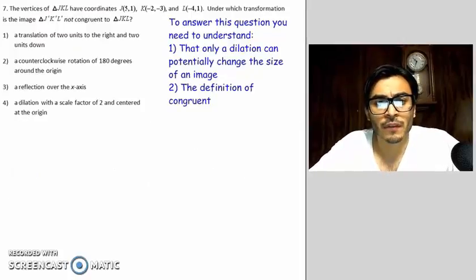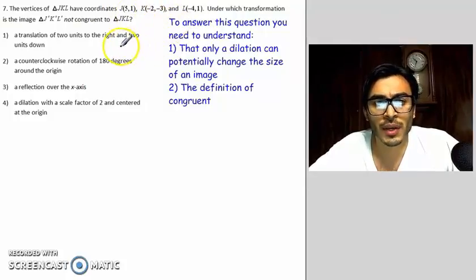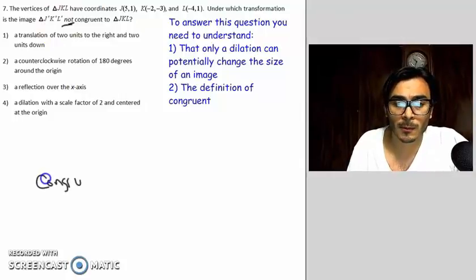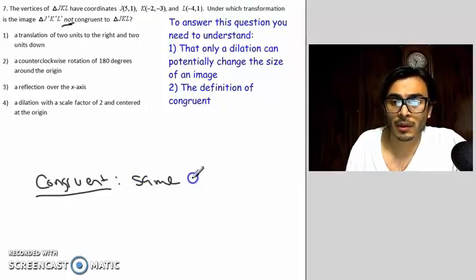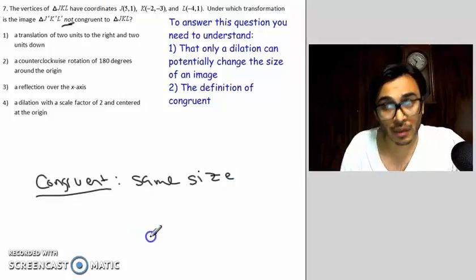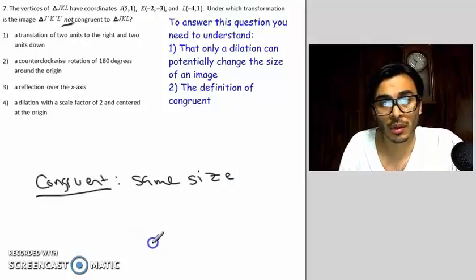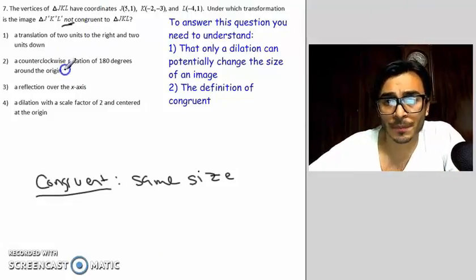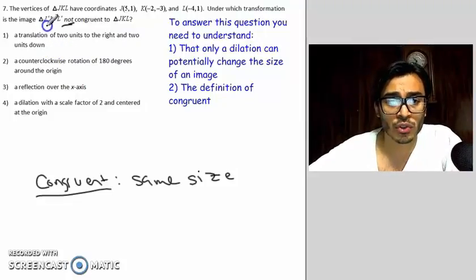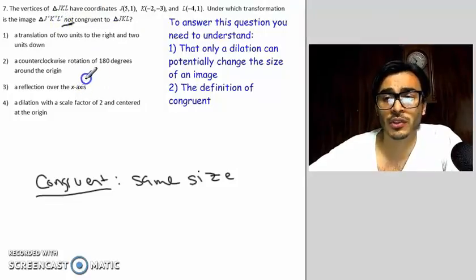Number 7. The vertices of triangle JKL have coordinates. Under which transformation is the image not congruent? So look, congruent means same size, same shape, same everything. Congruent means equal. So according to this question, the transformation of JKL is not congruent to JKL, right? Triangle J prime, K prime, L prime is not congruent to JKL.